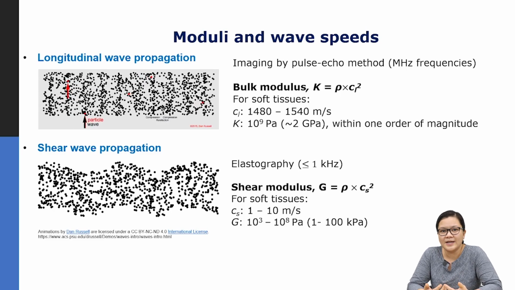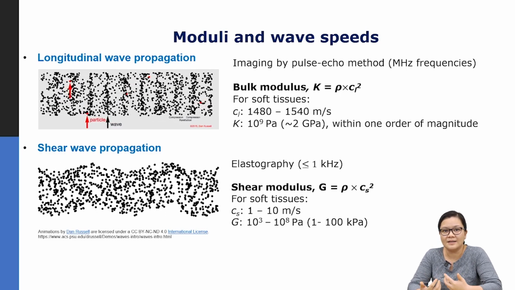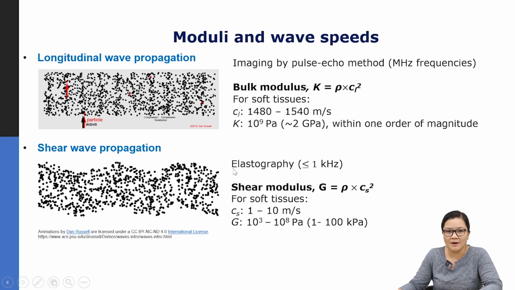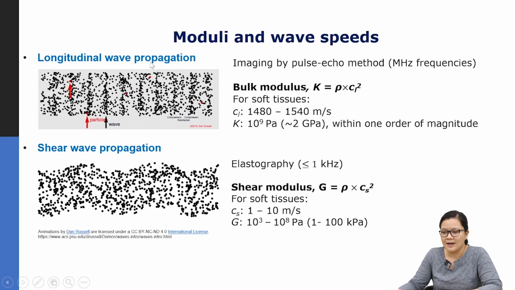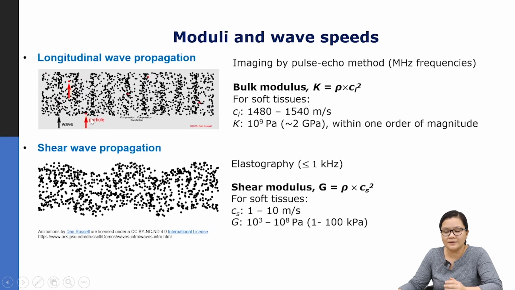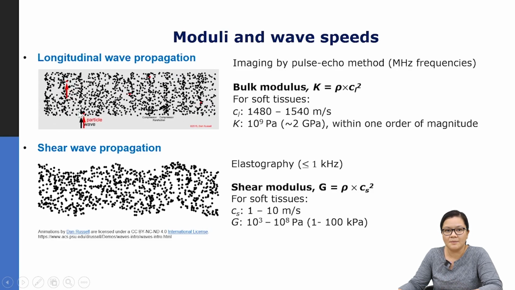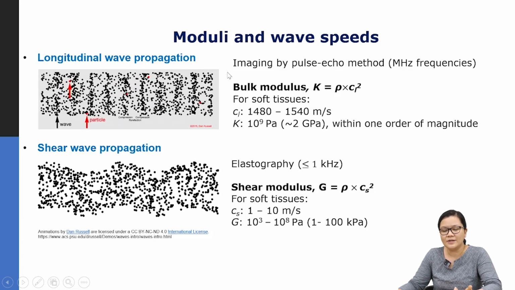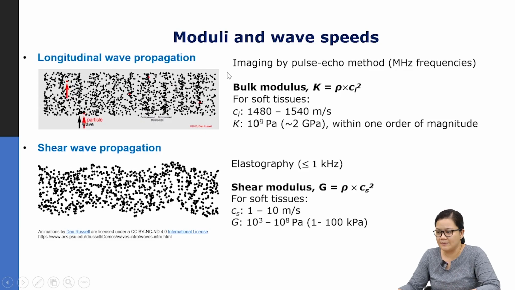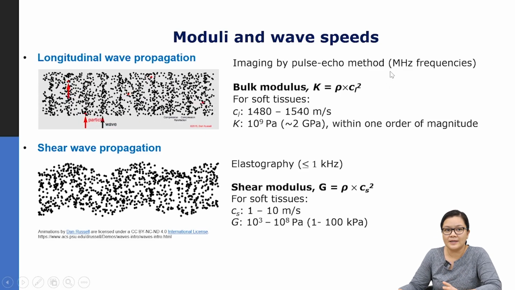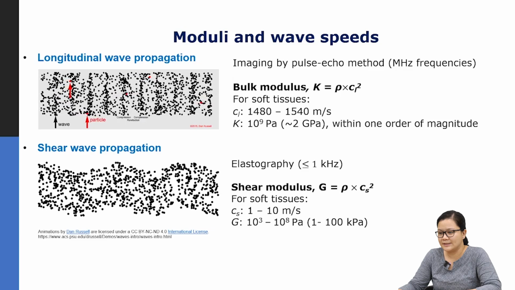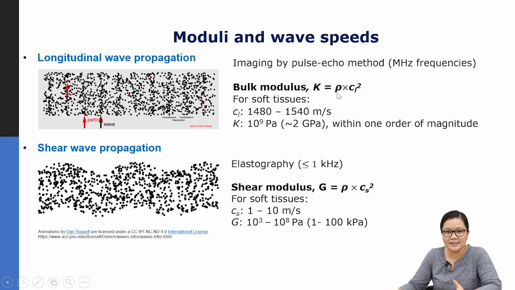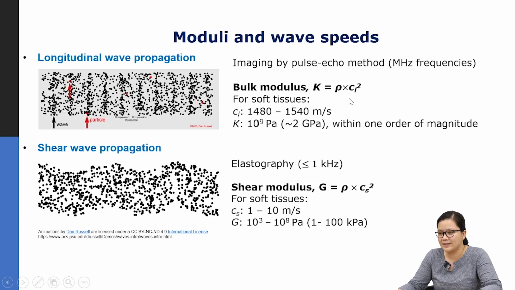Now let's put together the concepts of the modulus and the wave sound speeds that we encounter in ultrasound. We've already talked about longitudinal wave propagation. As a review, this is when the particles in the tissue or the material oscillate parallel to the direction of the wave propagation right here. Now, this is typically used in imaging by the pulse echo method, and the frequencies associated with this is around megahertz frequencies. So the bulk modulus, which we denote by K, equals the density of the medium times the square of the longitudinal sound speed.